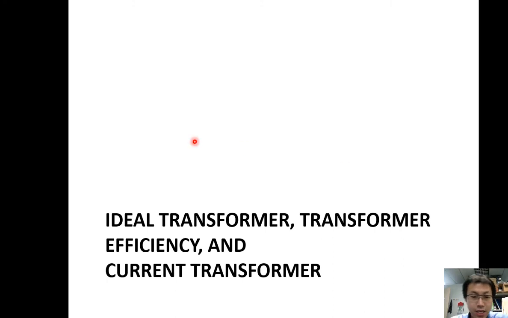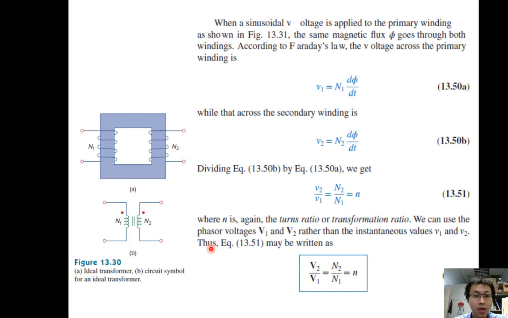So, ideal transformer efficiency. We'll talk about ideal transformer efficiency and the current transformer. An ideal transformer means there are no losses. All the energy induced here will go to the other side. We call this the primary side and this the secondary side. On the primary side we have a primary winding, and on the secondary side we have a secondary winding.